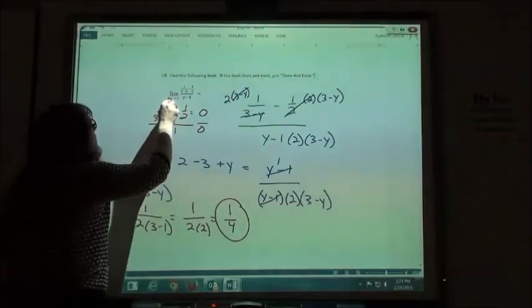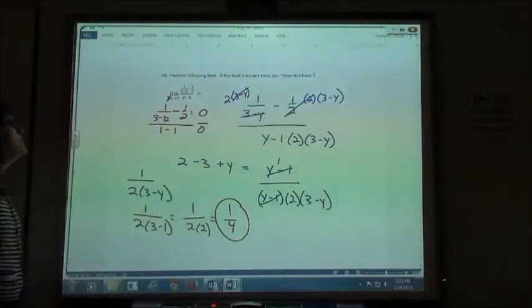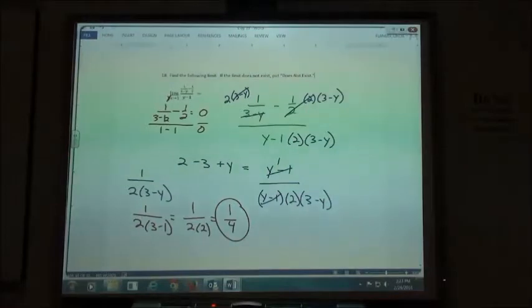I notice there's a typo here. This really should say as y approaches 1, not x approaches 1. I'll fix that on your sheets.